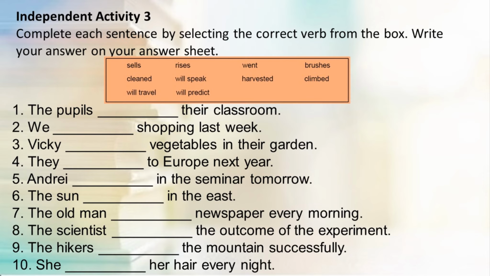Independent activity 3. Complete each sentence by selecting the correct verb from the box. Write your answer on your answer sheet. Sells, rises, went, brushes, cleaned, will speak, harvested, climbed, will travel, will predict.